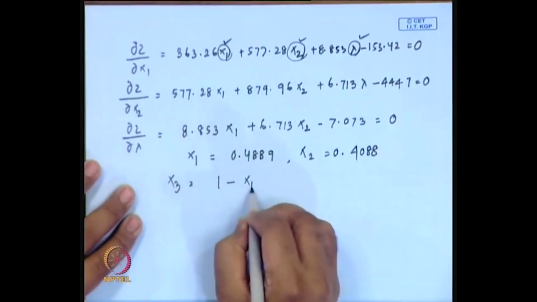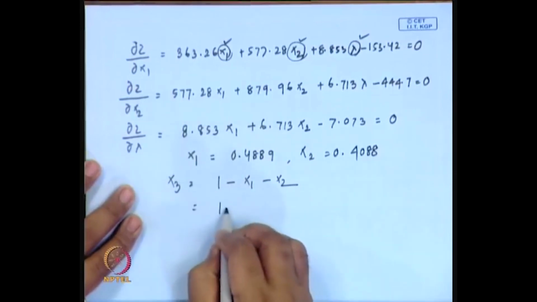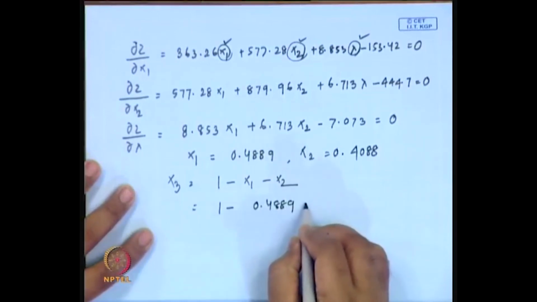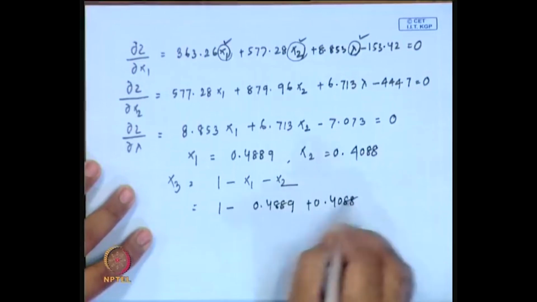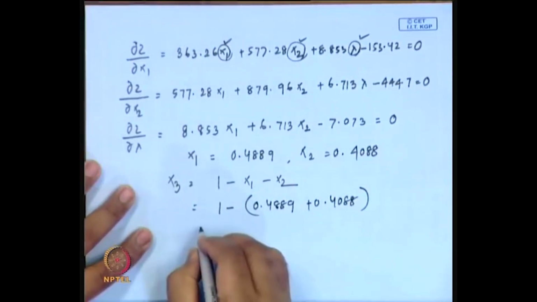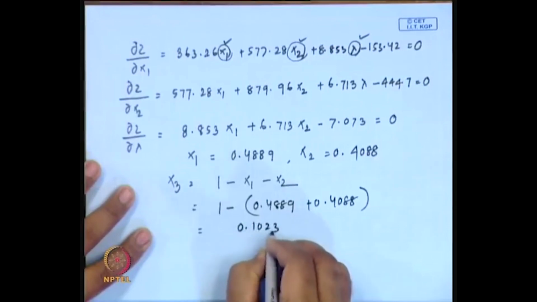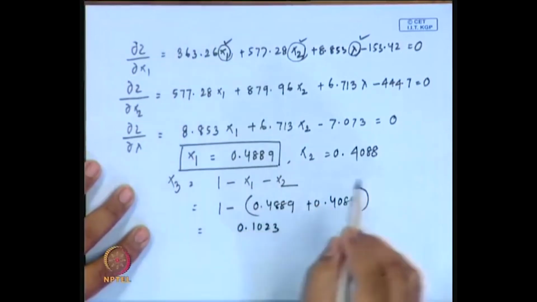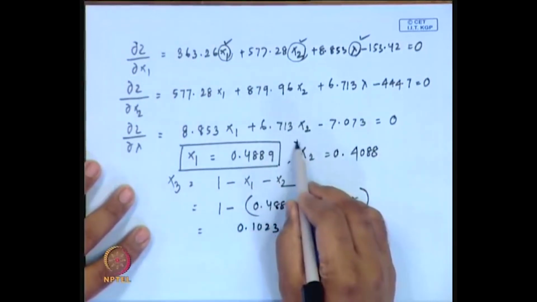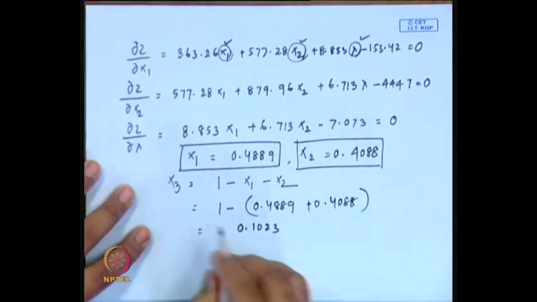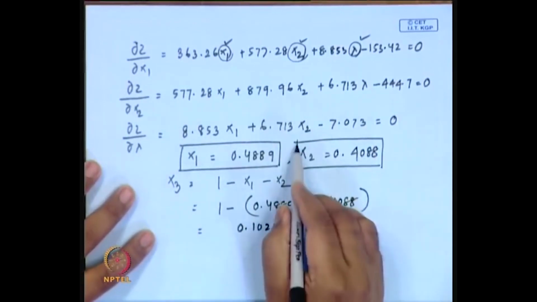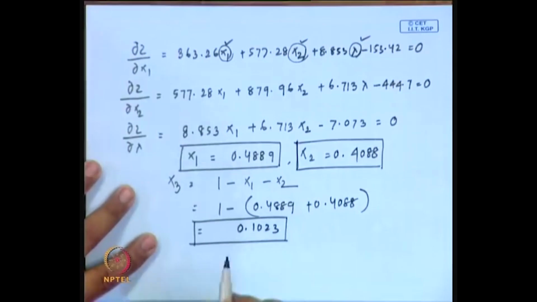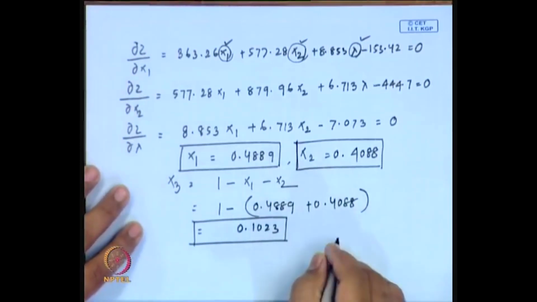So, now once from these equations you have found x1 and x2, then x3 is basically 1 minus x1 minus x2. That means it is 1 minus (0.4889 plus 0.4088), which will be 0.1023. That means overall we can say that 48.89% of the fund should be invested in security A, 40.8% in security B, and 10.23% in security C.